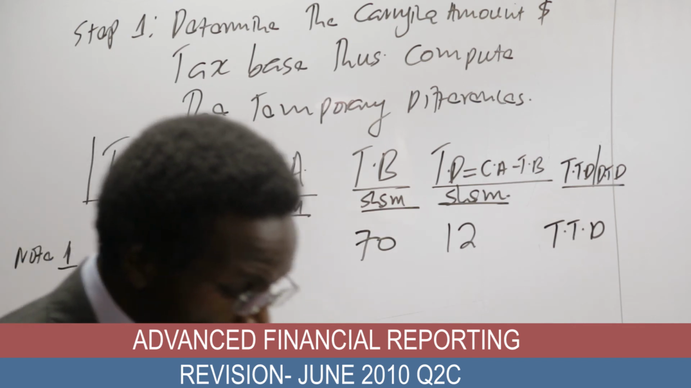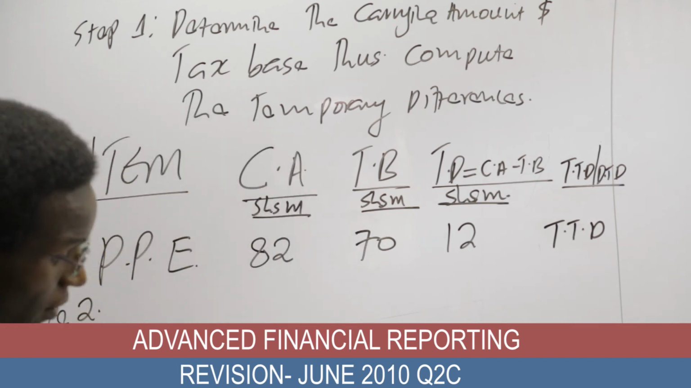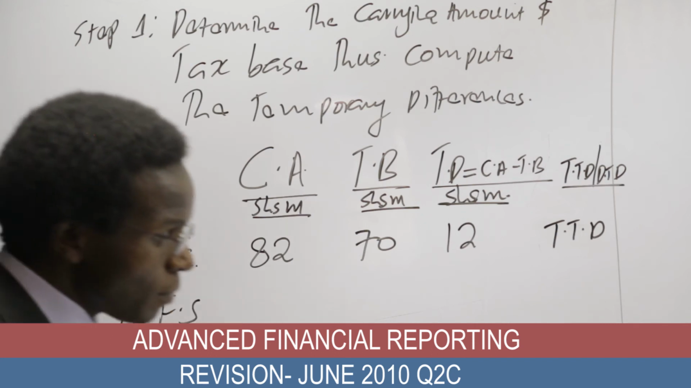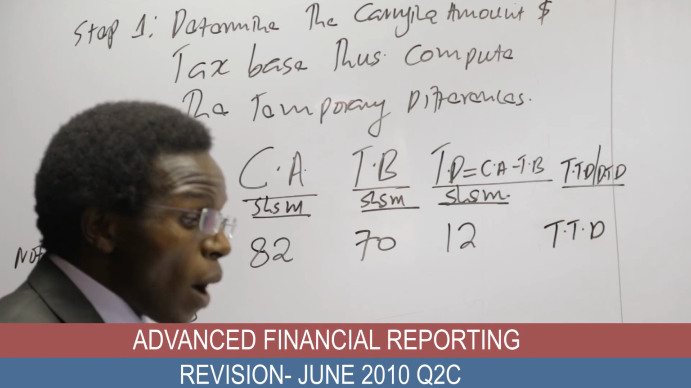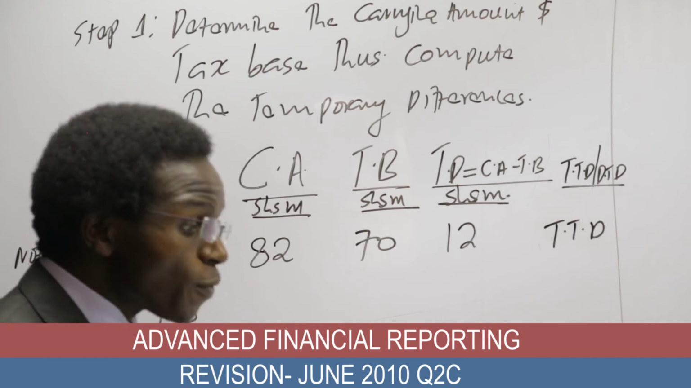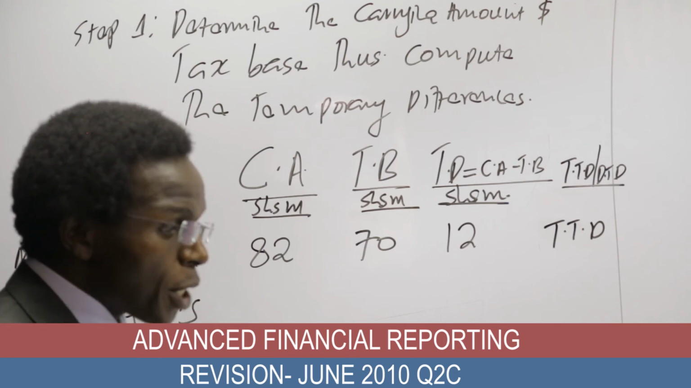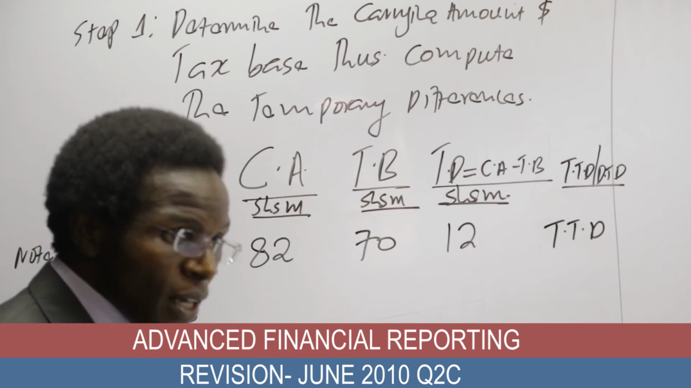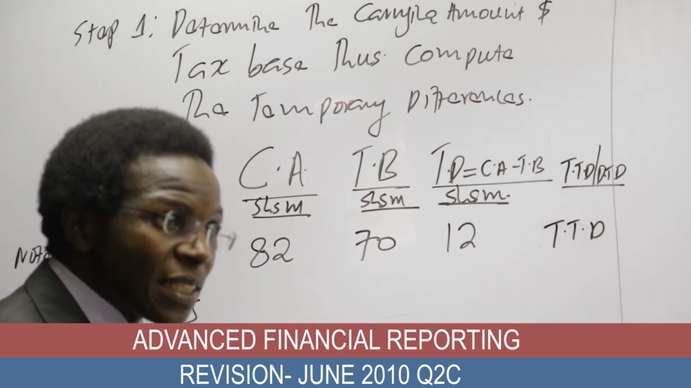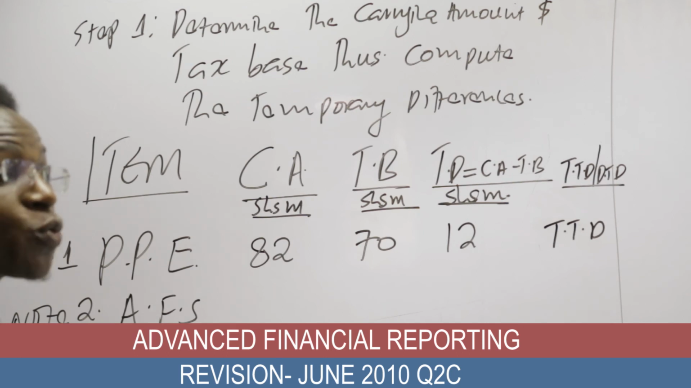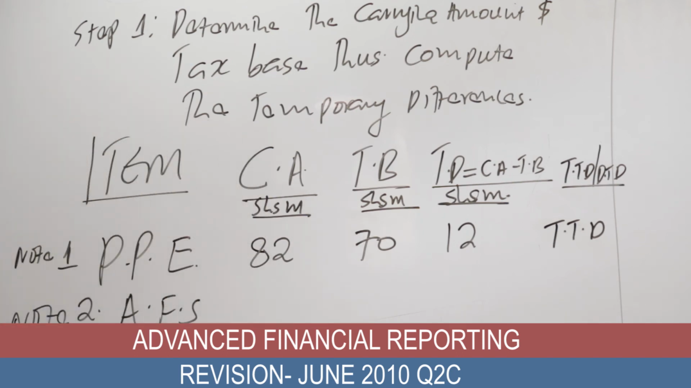We talk about note number 2. In note number 2, the group has available for sale financial assets that were purchased during the year at a cost of 10 million. There was a revaluation gain of 2 million reported in the available for sale reserve. Because if we have revalued this asset, we always recognize the revalued amount in our balance sheet, because we don't depreciate this type of assets.